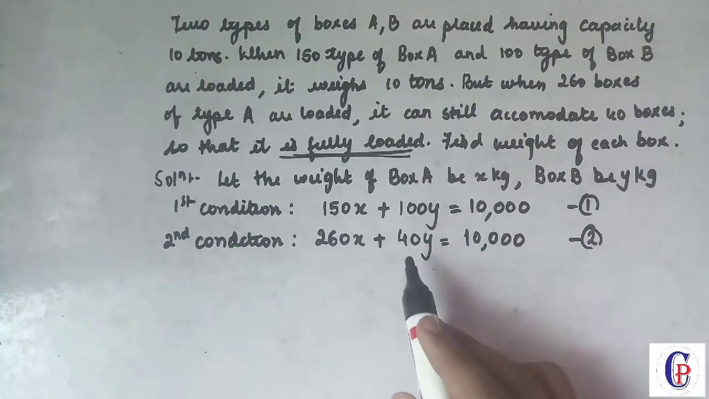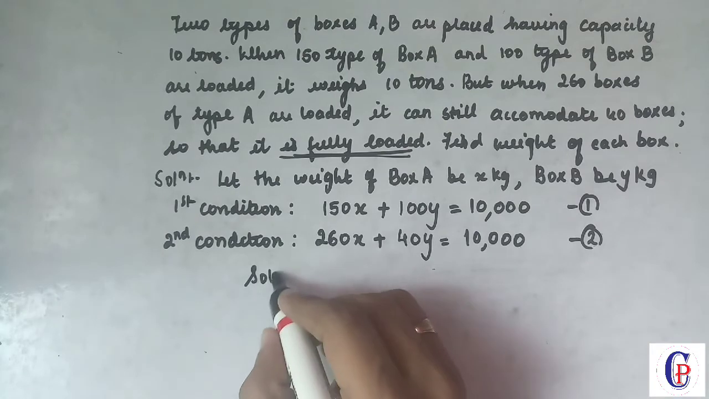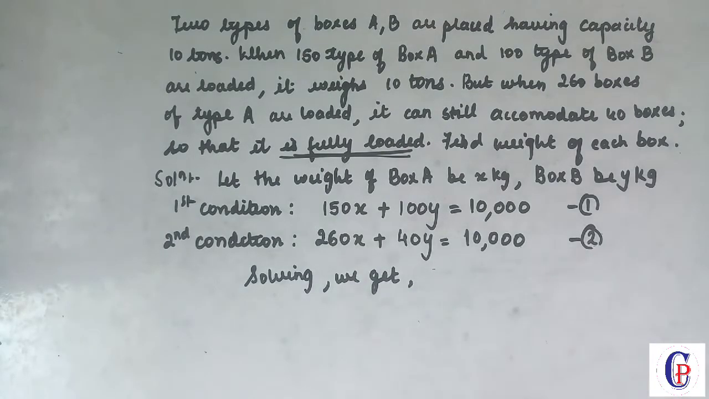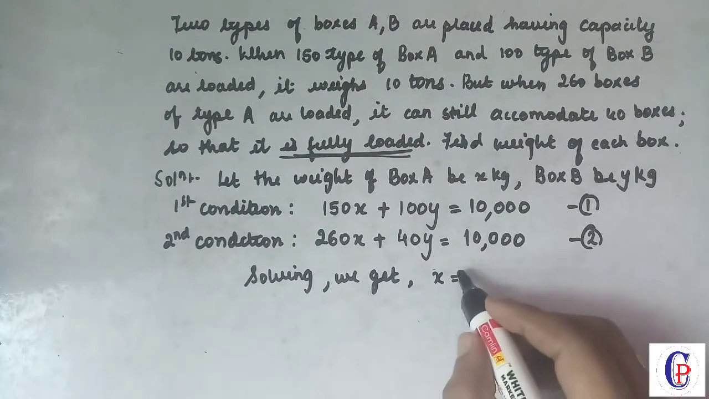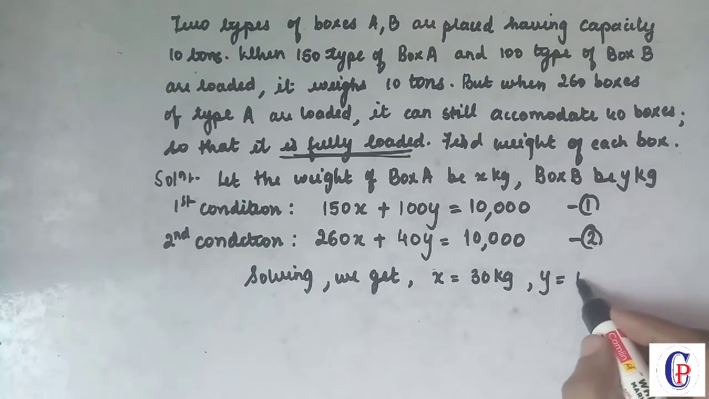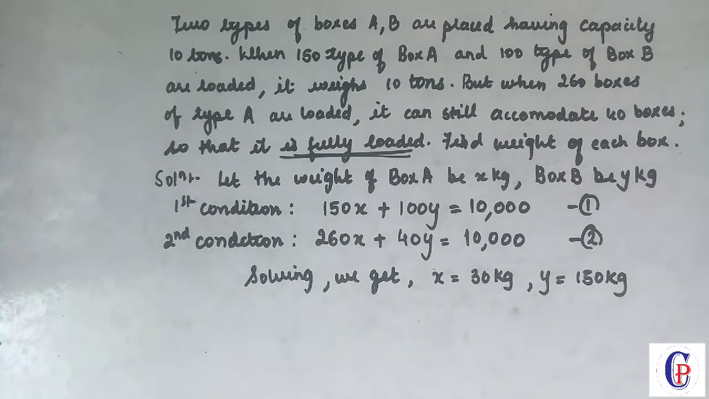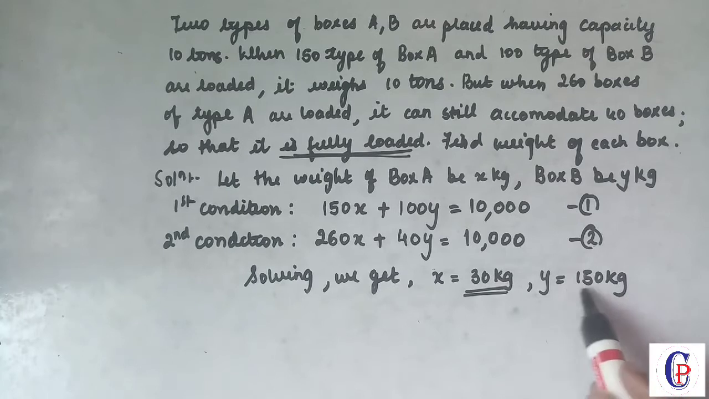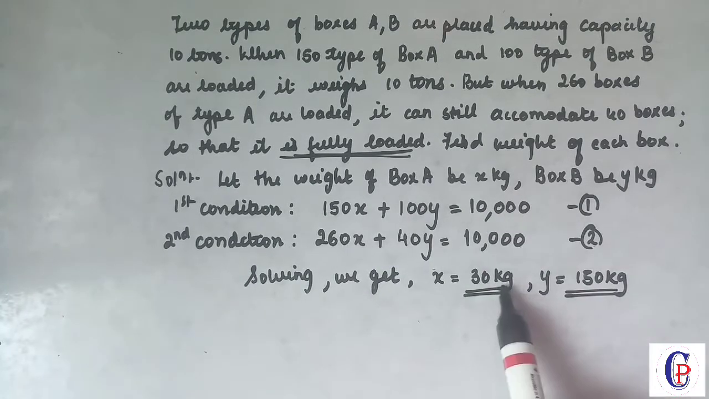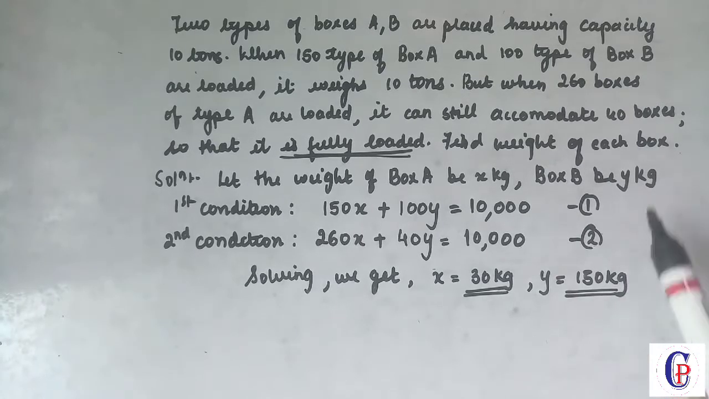So if you solve this by any method that we have discussed earlier, you will get x is equal to 30 kg and y is equal to 150 kg. It means the weight of box A is 30 kg and the weight of box B is 150 kg.